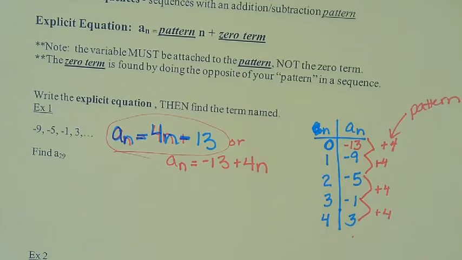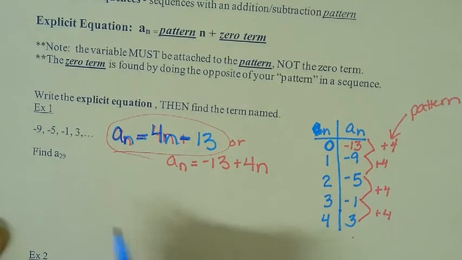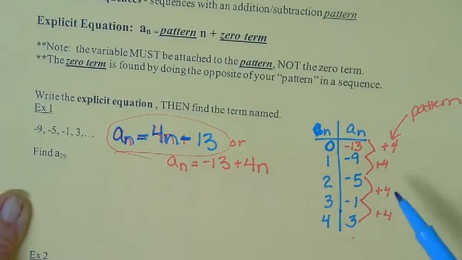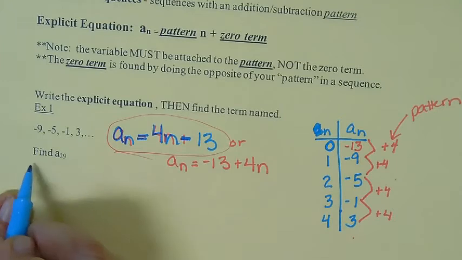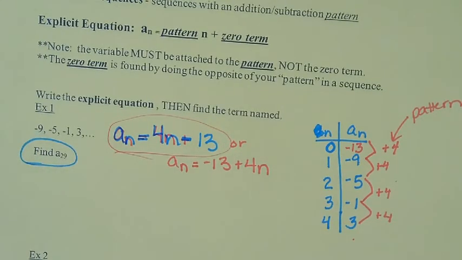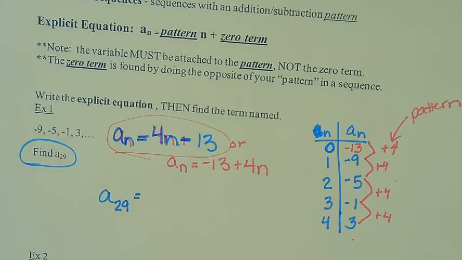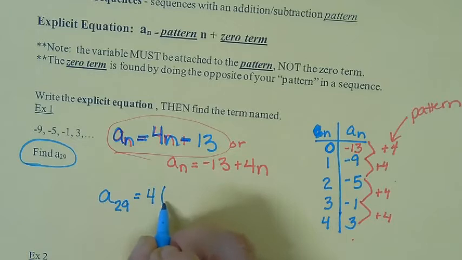Okay, any questions so far? Especially those that weren't here yesterday. We're doing good? Okay. So now what we're going to do, this is what's new, is they don't want us to just find the pattern in the equation. They want us to find a specific term in the sequence. So a sub 29 means we're finding the 29th term, and we're just going to put 29 in place of n.